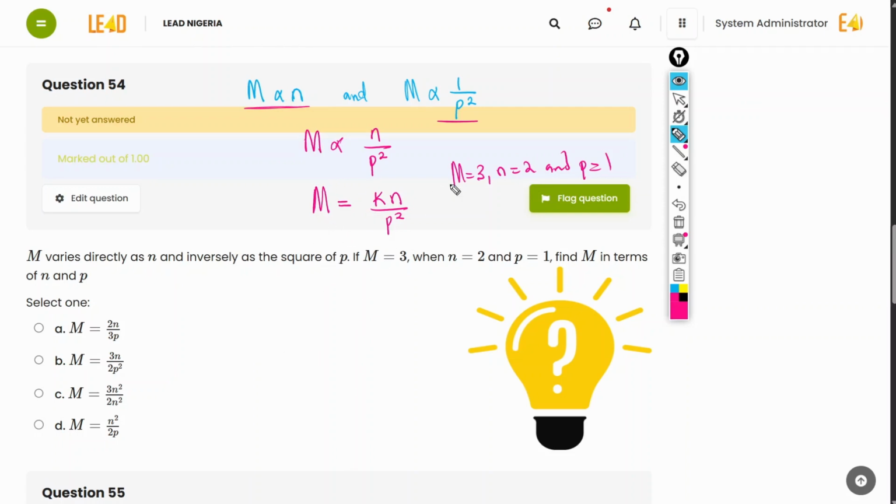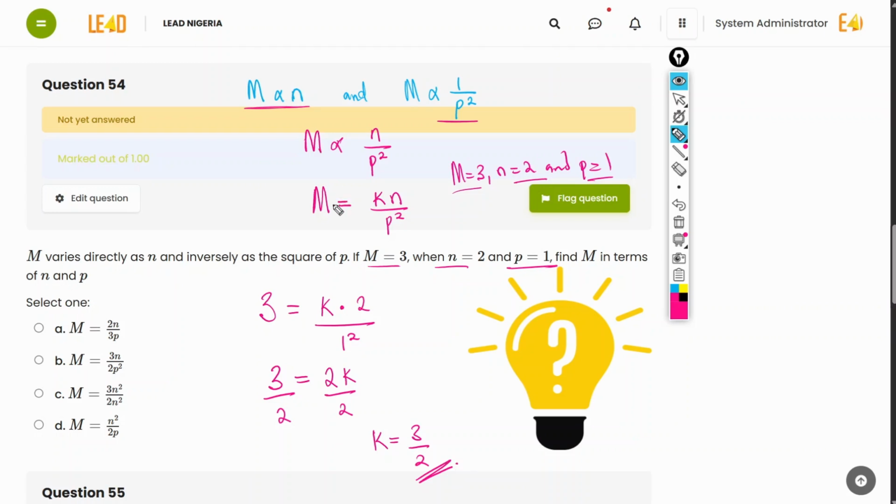So the next thing is we need to find the constant of proportionality, which is k. I'll substitute the values that they gave to us in, and then we can solve for k. So I would have 3 for m is equal to k times 2 over 1 squared, because p is 1. So this will become 3 is equal to 2k. I can divide both sides by 2 to solve for k. I'll get k is equal to 3 over 2.